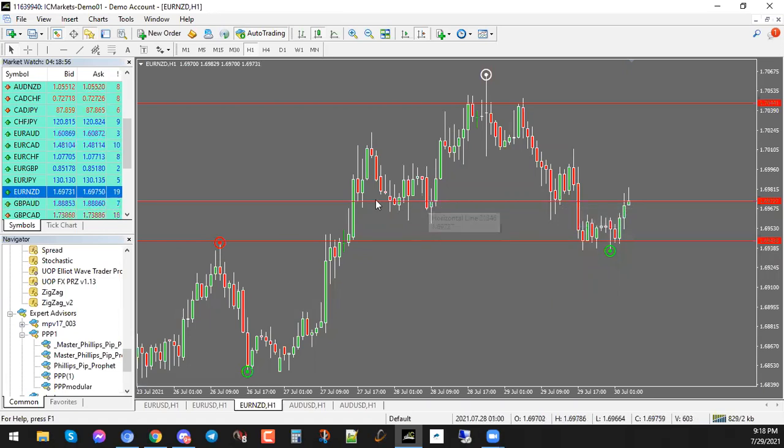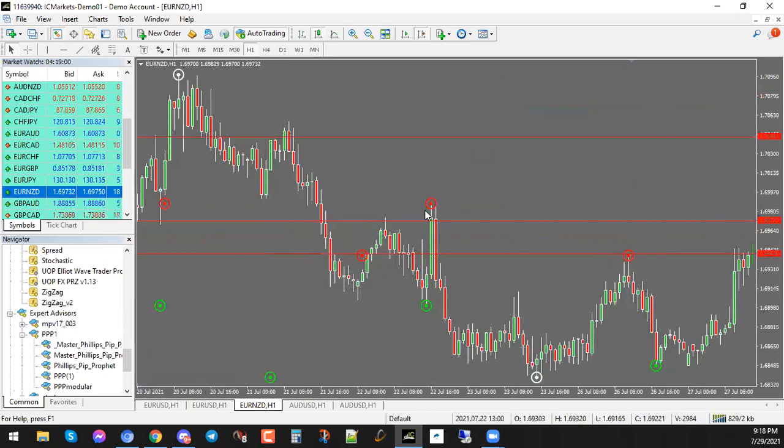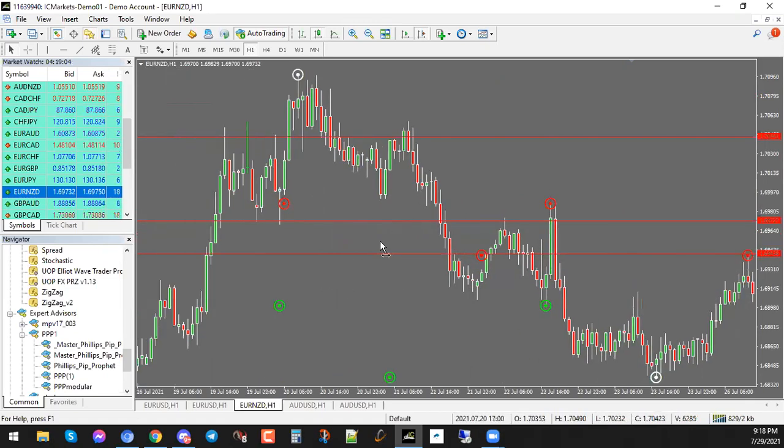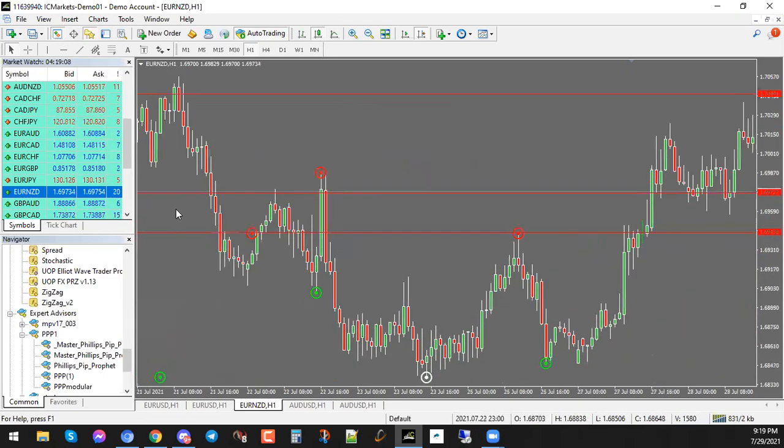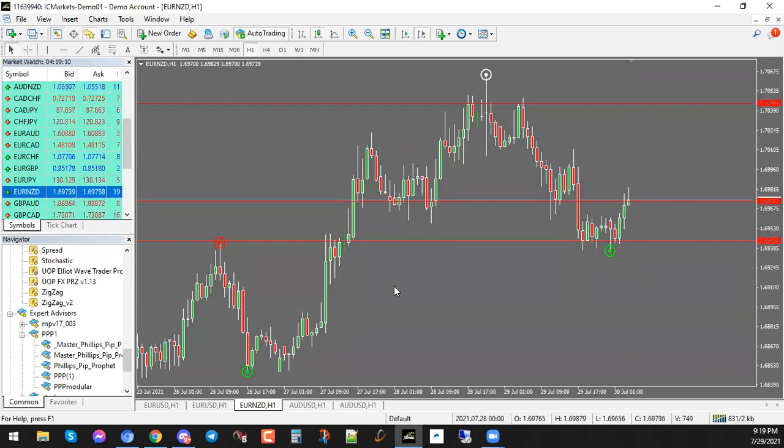It's acting as support here, support here. So it is actually a good level, as you can see. Resistance, resistance. It's acting as support, support. So you can see that this is a strong level. You don't have to go back too far to confirm if this is a strong level or not. Okay?